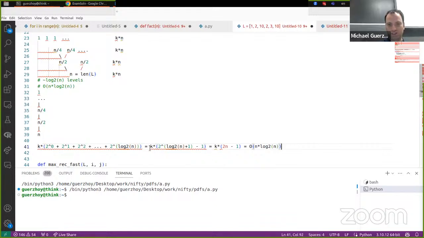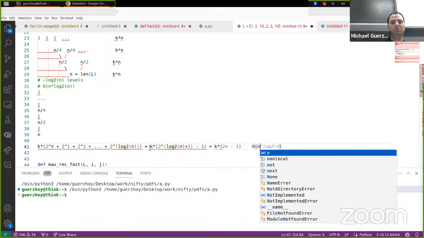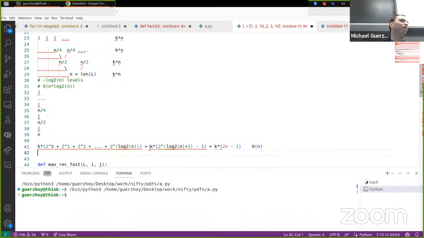That is not log n. And then this is the geometric series that works out to n minus 1. So O of n. I know why Copilot insists it's n log n. It's wrong. So O of n.